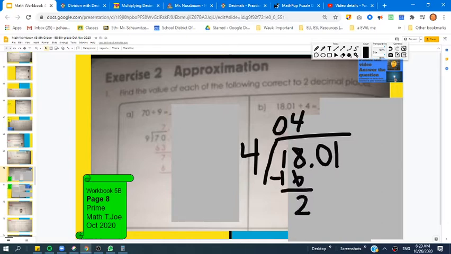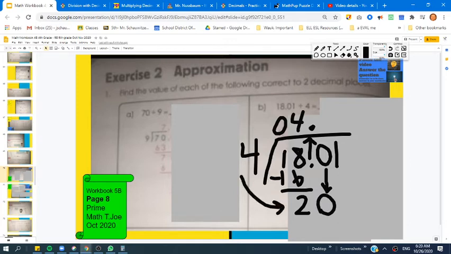Now here's the fun part. We're going to move our decimal point into our answer so that we can continue our problem. We're going to drop down our next number, and we're going to try to see how many times 4 goes into 20.